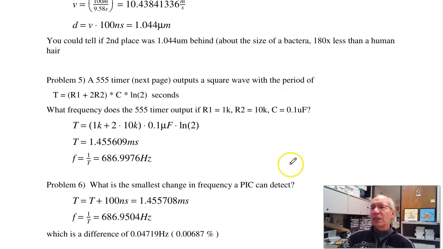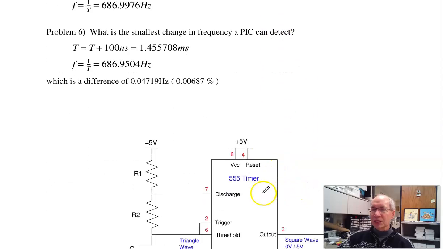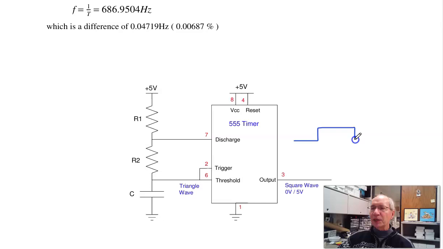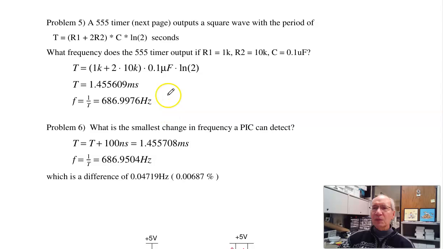Going to problem 5. We have a 555 timer, like so. The output is a square wave. The period is a function of R and C. So here's the equation for it. Suppose I have 1K, 10K, 0.1 microfarad. The period becomes 1.455609 milliseconds, or a frequency of 686 hertz. If the period changes by 100 nanoseconds, the frequency changes to 689.95 hertz, or a difference of 0.04 hertz.